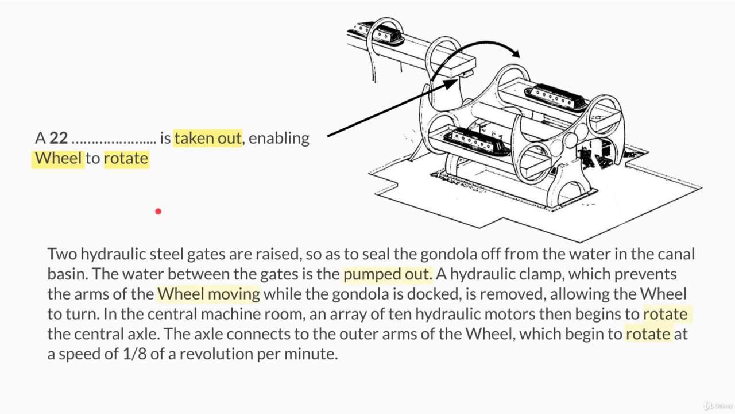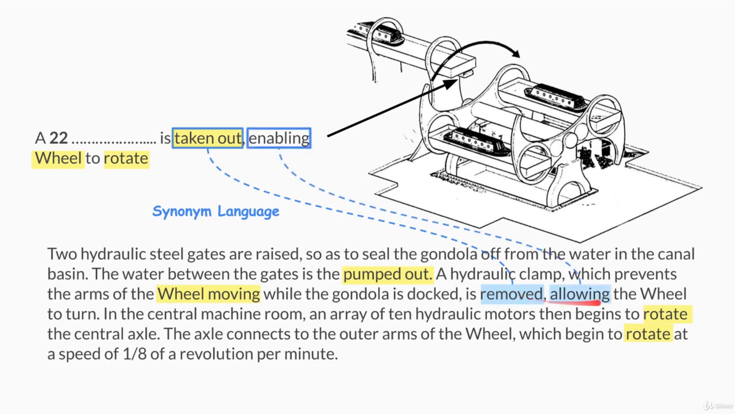So let's go ahead and mark these keywords now. Wheel, pumped out, moving, could be related to rotating. That could be synonym language. Here it mentions rotate. Here we have the synonym language to turn. Here we have removed. Removed is also synonym language for taken out. So pumped out, removed, taken out. They're talking about the same thing. And the next synonym word here is allowing. Allowing is synonym language for enabling. To enable is to allow. And finally, we have the word to turn. That is synonym language for rotate.